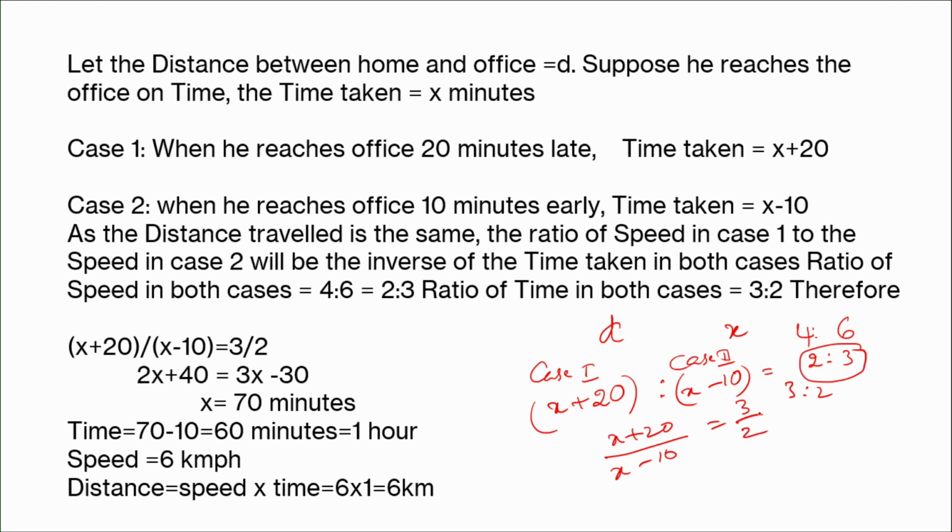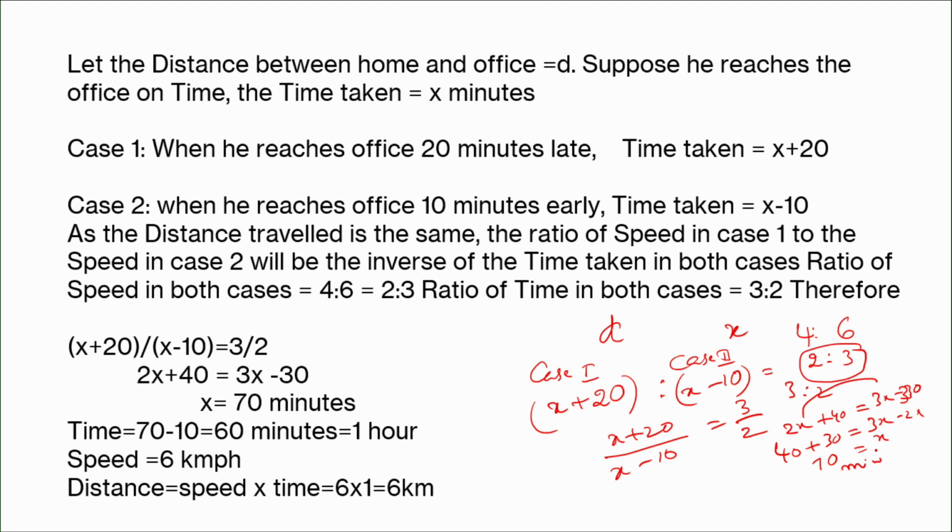Now, take the cross multiplication here, meaning 2x plus 40 is equal to 3x minus 30. So, now you can send 2x here and 30 here. So, 40 plus 30 is equal to 3x minus 2x, or x is equal to 70, meaning 70 minutes.